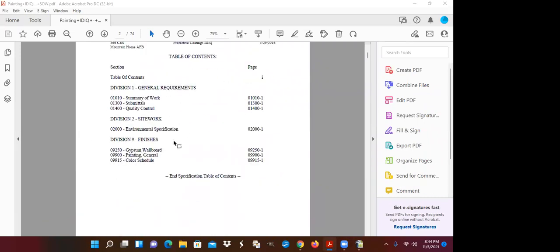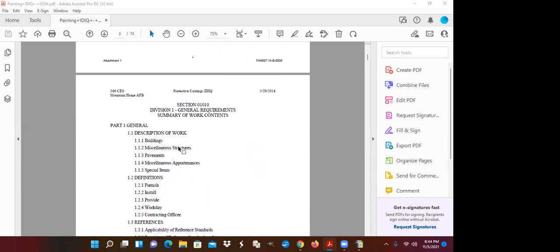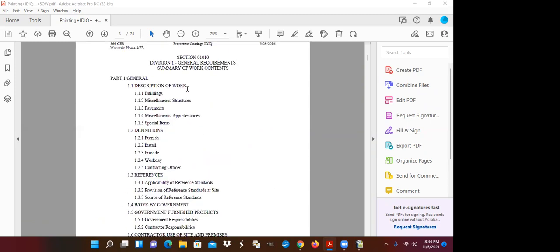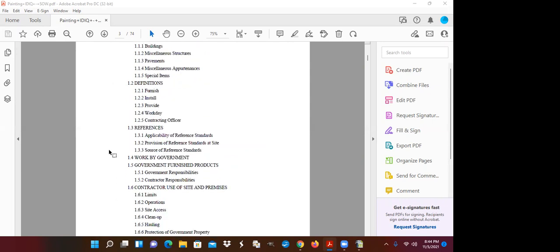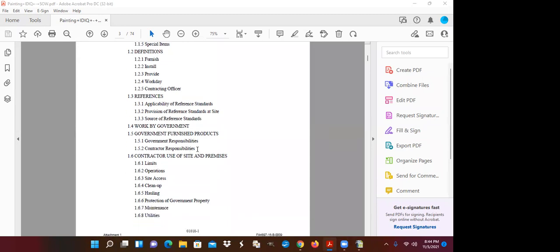These are the general requirements. It's going to give you information on the description of work, talking about the building, the miscellaneous structures, the pavements, some of everything, all the way down to giving you definitions, references, and work by government furnished products. And this is what's going to tell you about the responsibilities of the government, what the government is going to provide and what the contractor is going to provide. So these are important areas, if you're going to go in and do this particular type of work on their property.